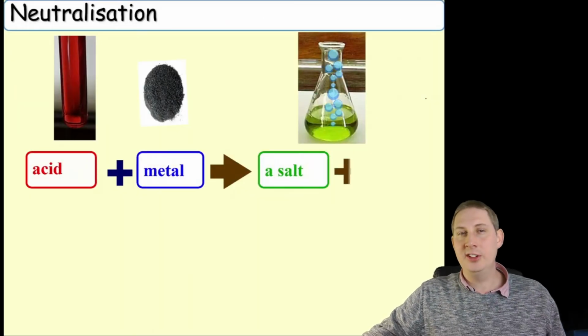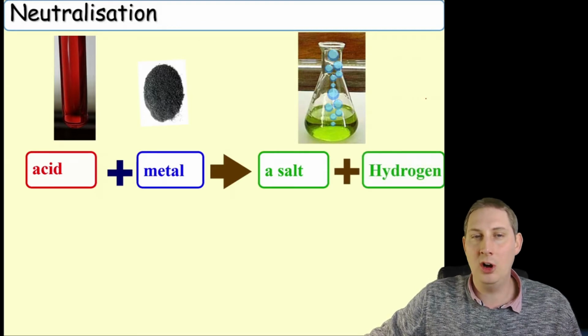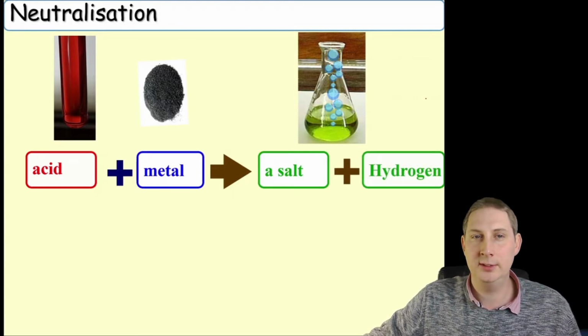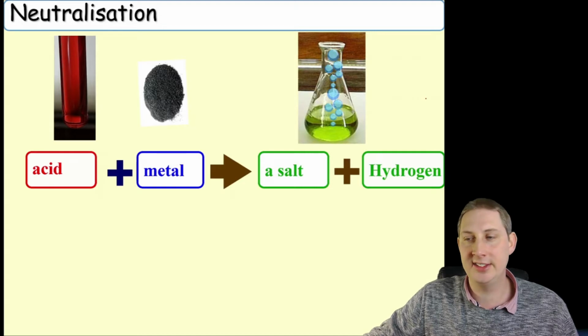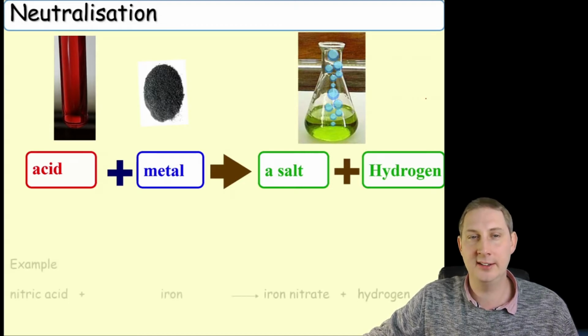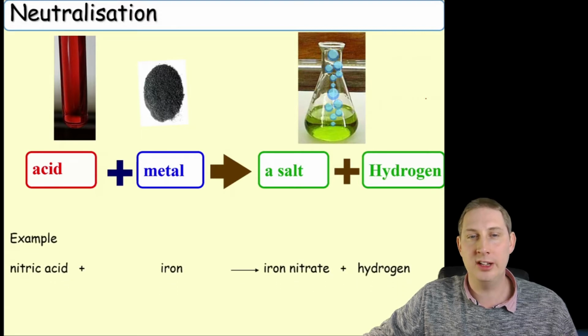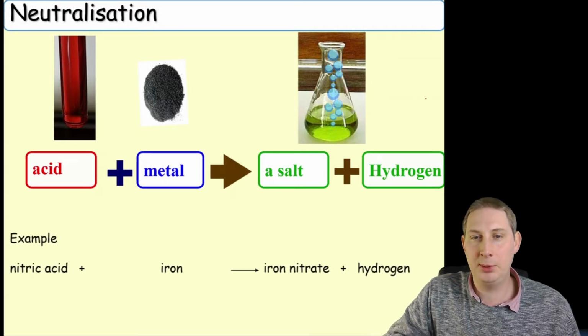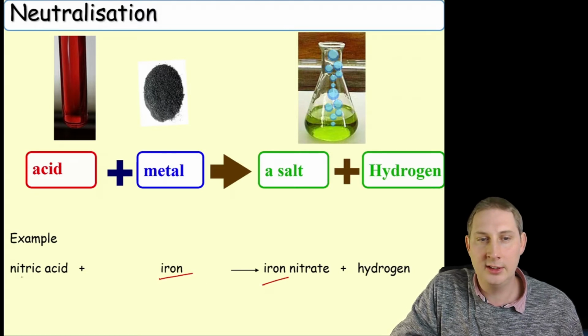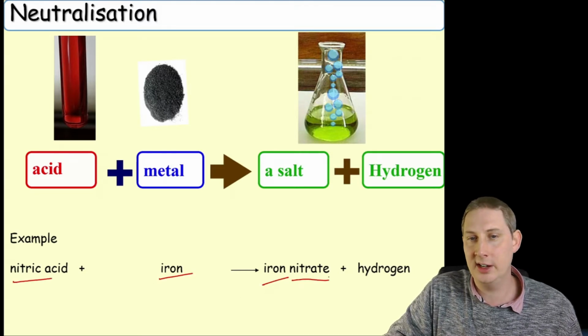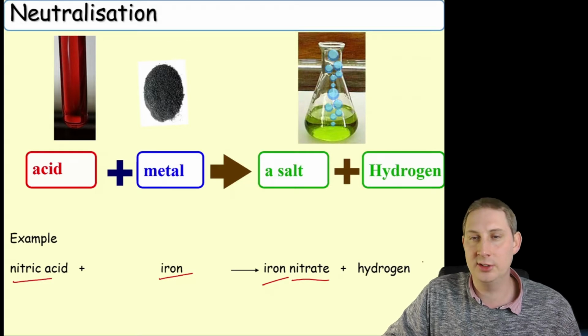You've encountered another example of a general equation. You know that an acid and a metal makes a salt and hydrogen. And we name the salt in exactly the same way that we named the salts on the previous slide. So nitric acid and iron, for example, well, we've got iron, so it's going to make an iron salt. Nitric acid makes nitrates, and hydrogen.